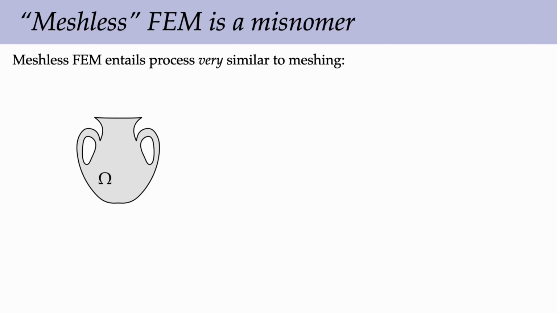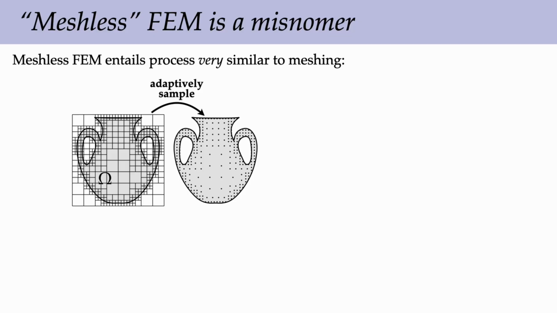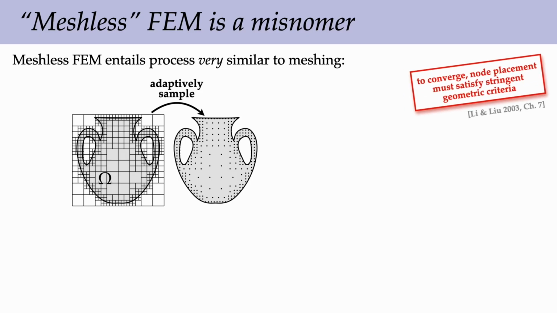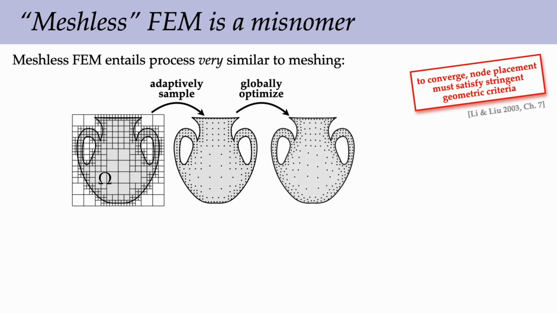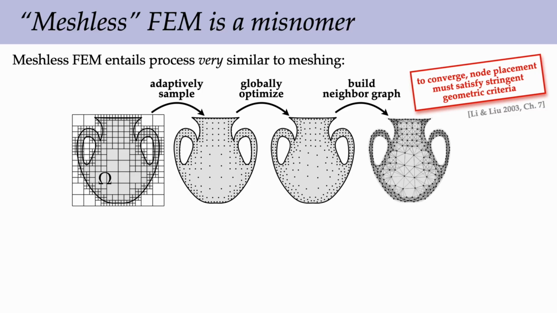So for instance, I start out with my domain omega. I need to place some nodes in this environment to define my basis function, so I adaptively sample the geometry. And then something that's not always acknowledged when you talk about meshless finite elements is that in order to get convergence, the placement of these nodes has to satisfy some very stringent geometric criteria that are not so different from mesh quality criteria. So then you have to go ahead and optimize the placement of these nodes, right? You can't just put them wherever you like, and build a nearest neighbor graph that connects these nodes so that you can define basis functions. So the object that you end up with in the end is really not so different from a mesh.